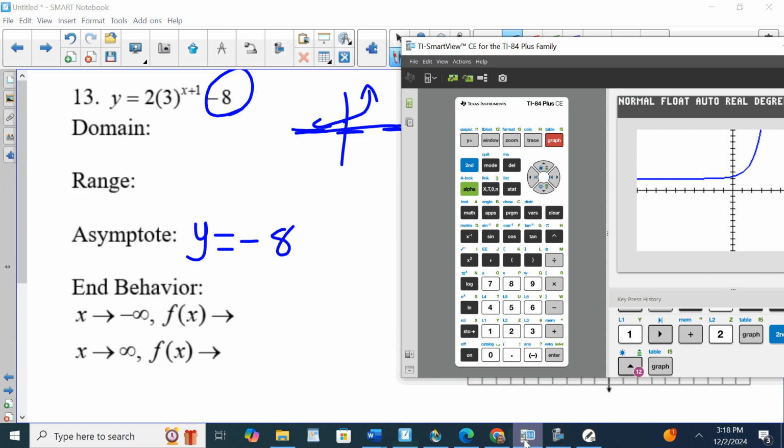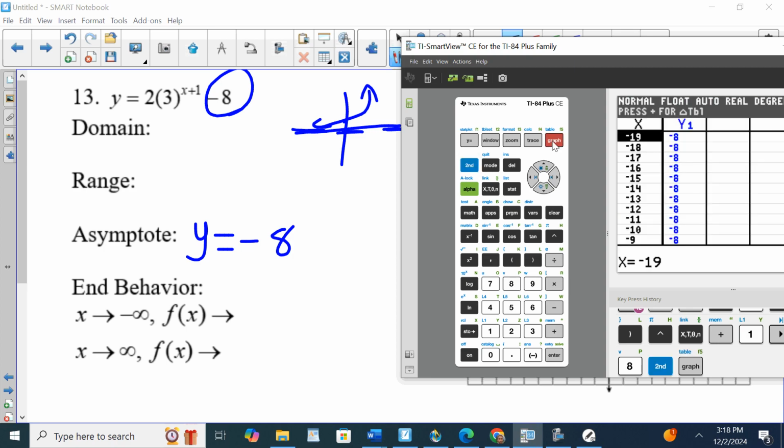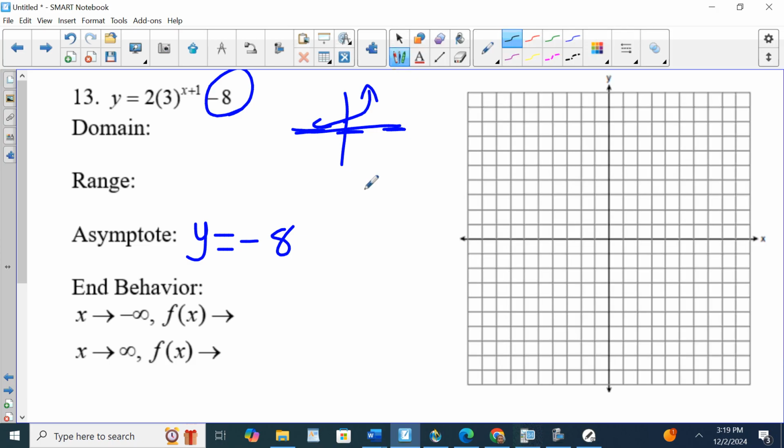If that's too much for you, again, what we just did, 2 times 3 to the power of x plus 1 minus 8. Go to your table. It's that repeated value. You see the negative 8, negative 8, negative 8. That's your asymptote. Now I want some more nice points. Only your nice points. I don't want your decimals. I see negative 1, negative 6, 0, negative 2, 1, 10.